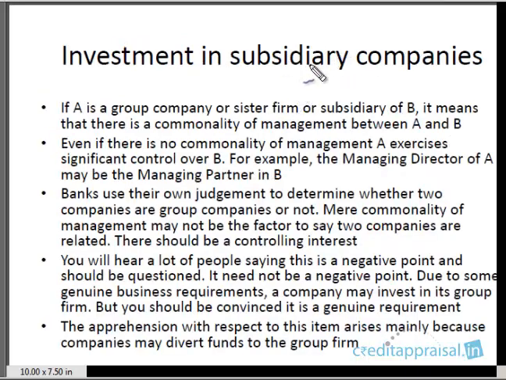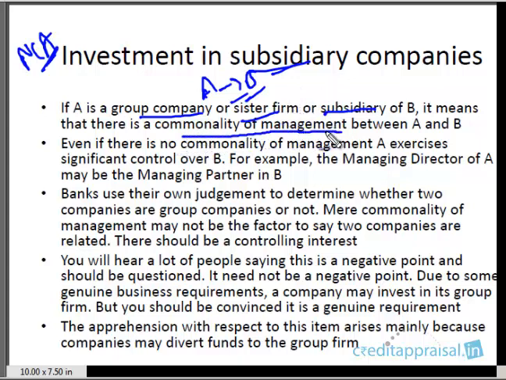Investments in subsidiary companies. Whenever you see this item, you have to classify it as a non-current asset. So what is a subsidiary company? Subsidiary company or group company, right? You'll hear these terms, group firm or sister firm. It means that if two companies A and B are group companies or subsidiary, what effectively we are saying is there is a commonality of management.